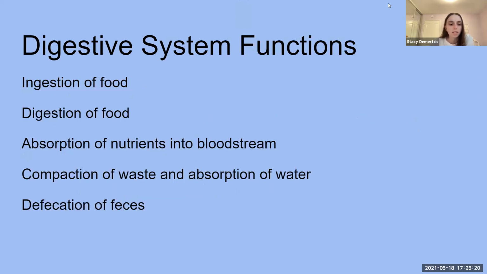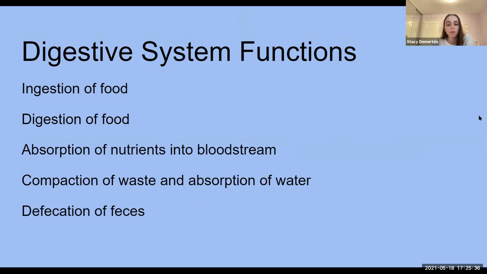So some digestive system functions include the ingestion of food, also known as intake, the digestion of such food, and then once food is digested, there is an absorption of nutrients into the bloodstream. Can somebody tell me, feel free to unmute yourself or put it in the chat, why would nutrients be absorbed into our bloodstream? What does our bloodstream then do with nutrients that have been absorbed? Feel free to unmute, put it in the chat. Does it use the nutrients for energy?